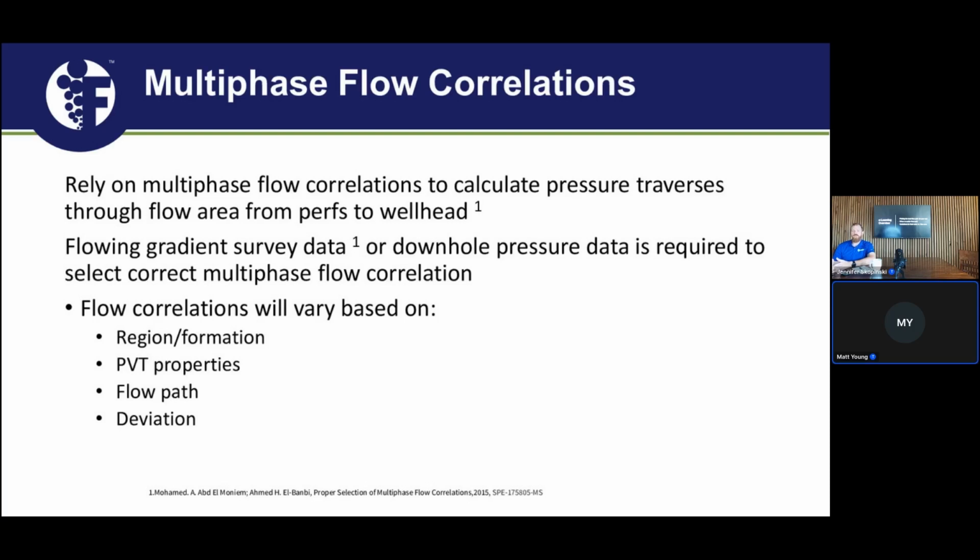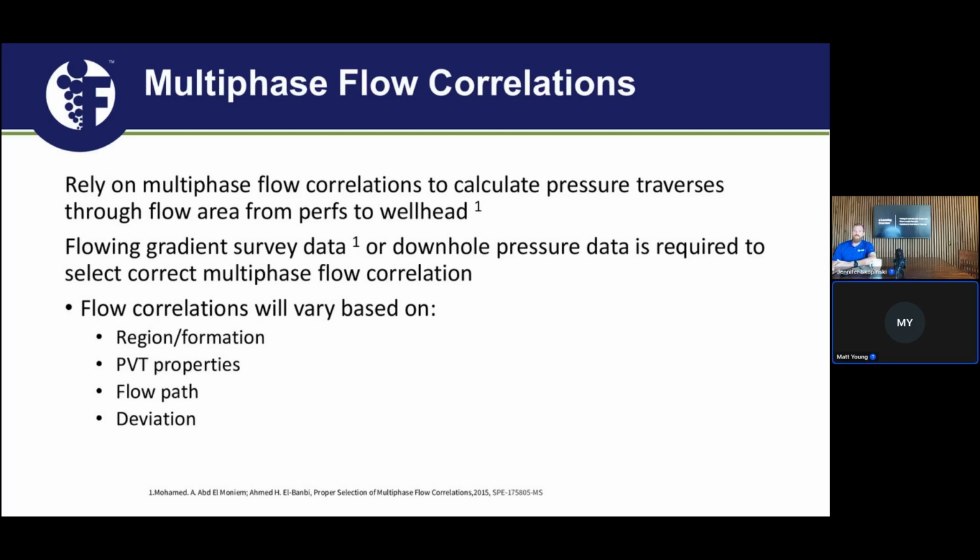And so making sure we have an accurate multi-phase flow correlation is incredibly important because it can show us what our flow and bottom hole pressure would be under different flow areas. It can also show us when we may experience instability within the well based off those production rates. And so it's always good to go back and confirm you're using the right multi-phase flow correlation.